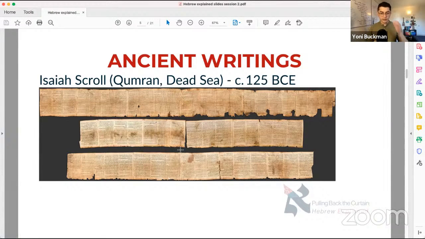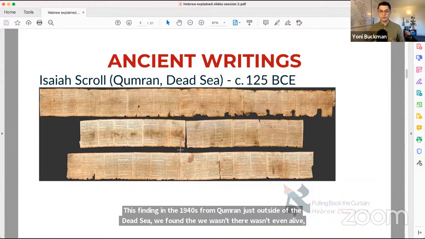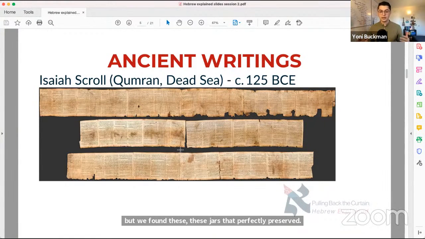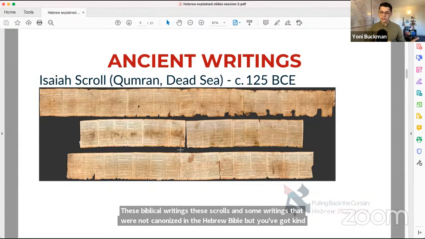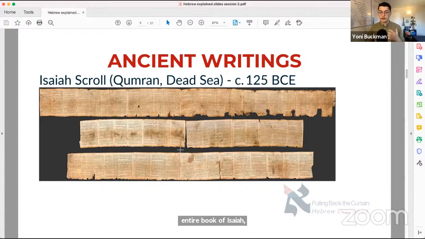And this scroll here is kind of a big deal for a lot of people because this is actually the entire book of Isaiah in the same order that we have it today. The Dead Sea Scrolls have writings that are not in the Hebrew Bible. They have variations of texts that we have, things in different orders. The Isaiah scroll here actually does have a different spelling of a lot of things than we have today, but this is essentially the entire book of Isaiah, and this was written around 125 BCE.